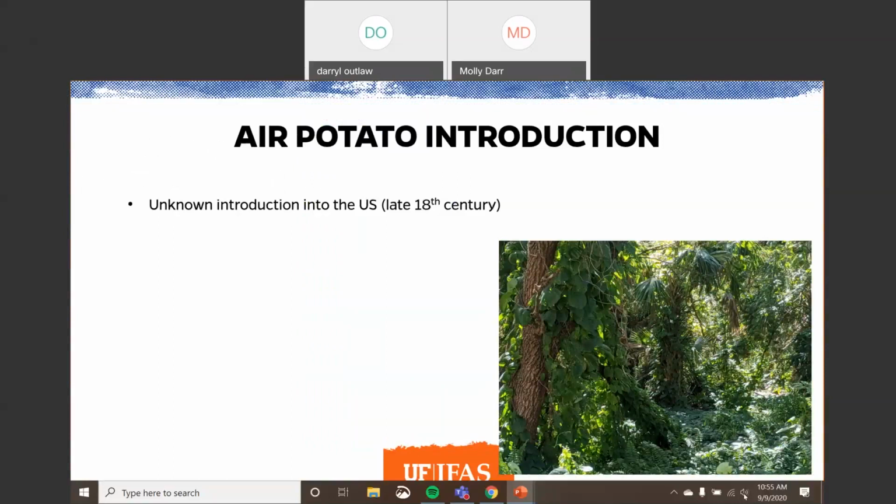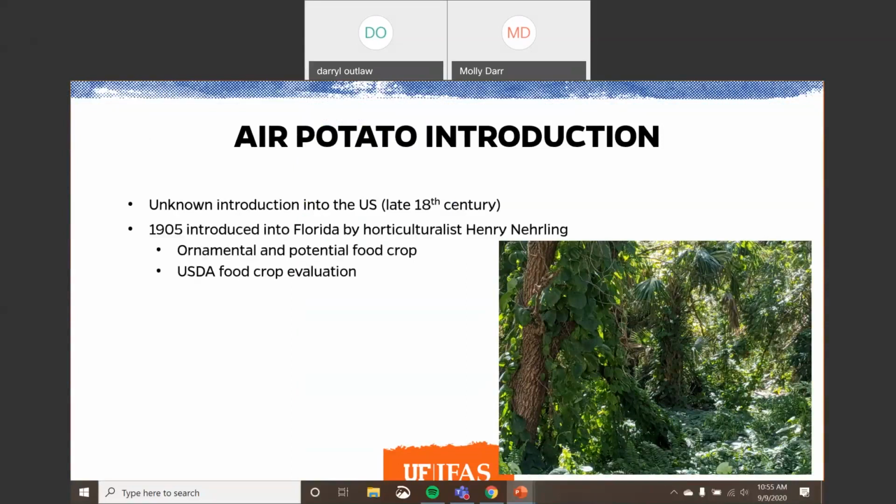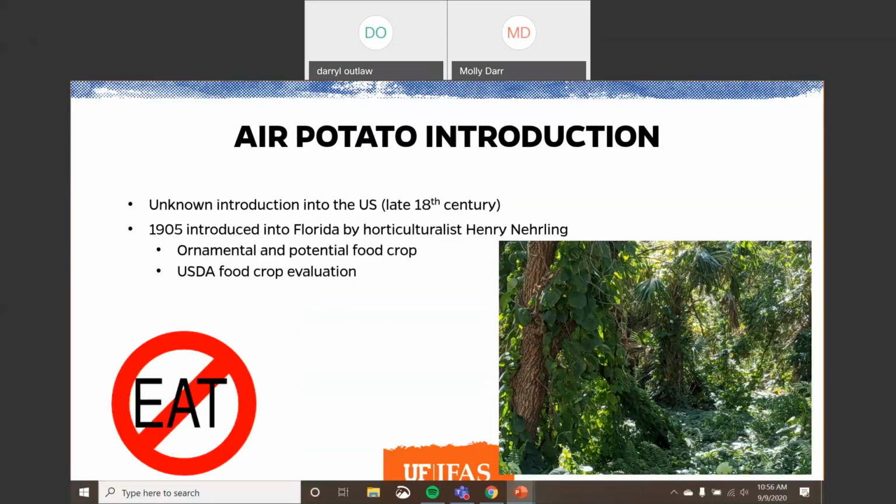So air potato was actually introduced into North America in the late 18th century. Now, the details of this introduction are very fuzzy. There's no real concrete evidence when or how it got introduced. But there is concrete evidence that it was brought into Florida in 1905 by a horticulturalist by the name of Harry Nehrling. Now, Henry thought that this plant was going to be a fantastic ornamental.